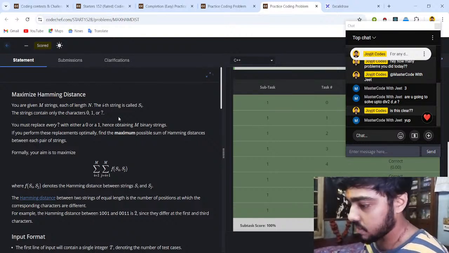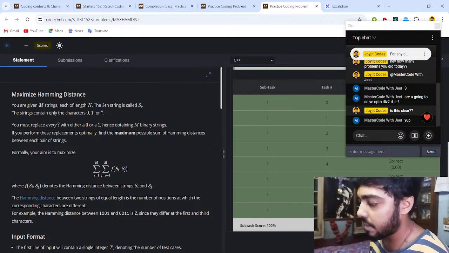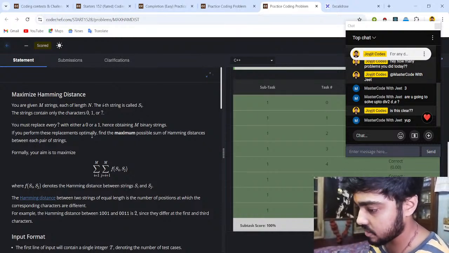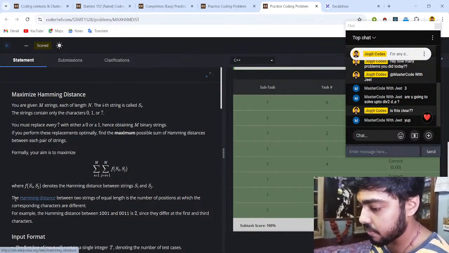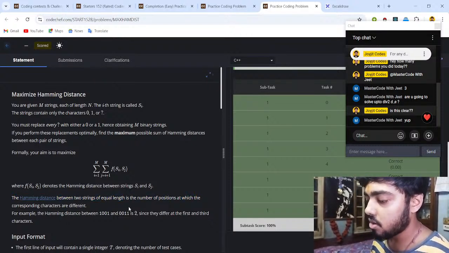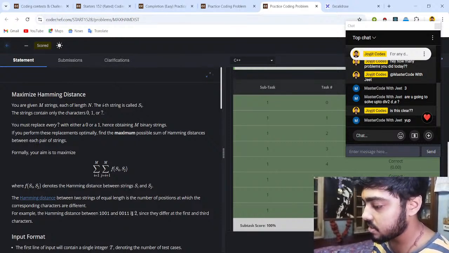So maximum Hamming distance. What is the maximum Hamming distance? First you need to understand what Hamming distance is. The Hamming distance between two strings of equal length is the number of positions at which the corresponding characters are different. For example, the Hamming distance between this and this is 2.